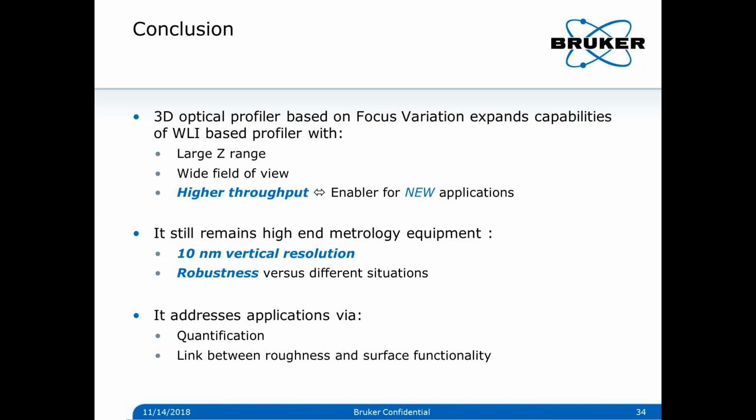What is important is that, even though it's going to larger fields of view and a larger Z range, this is still high-end metrology equipment having tens of nanometer vertical resolution and being robust in different situations, such as very high contrast differences within a spot. More importantly, for a user, this 3D optical profiler based on focus variation allows direct quantification of the roughness, and through the new S parameters, which come from the ISO norm, we can directly link the roughness with the surface functionalities, as we have seen with the different examples.